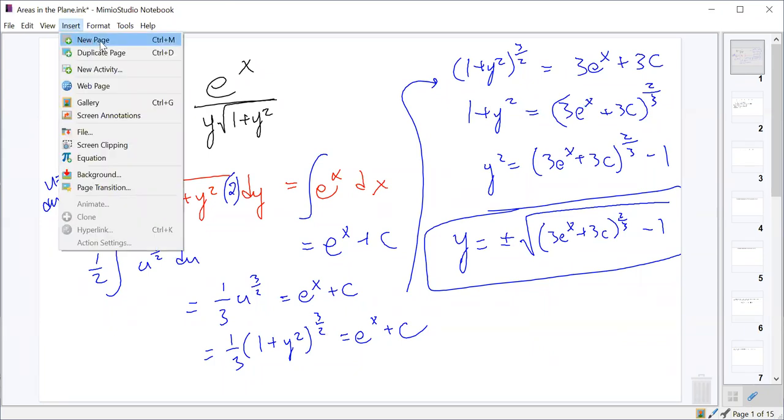So expect your quiz to have 1 or 2 general solutions and like 2 or 3 particular solution type problems.